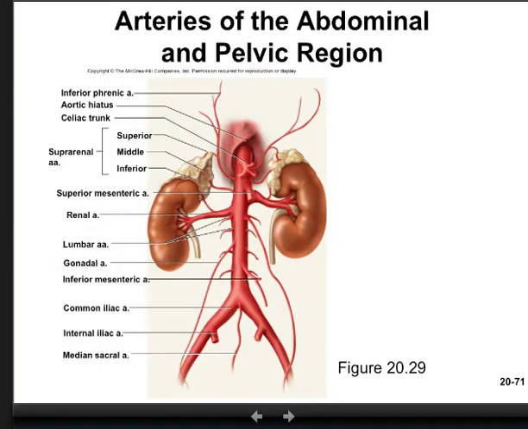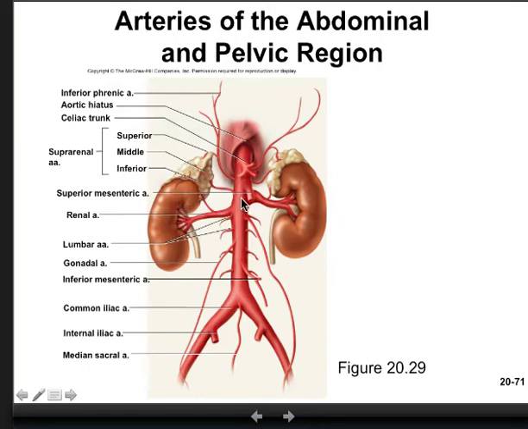Okay, some other arteries of the abdominal pelvic region. So we're under the diaphragm here. There's your diaphragm. You can see the inferior phrenic artery, and this supplies blood to the diaphragm. So it's got one on each side. And then you can see the suprarenal arteries. Suprarenal, you could also call them the adrenal arteries, and so they supply the adrenal glands. The renal arteries lie below them.